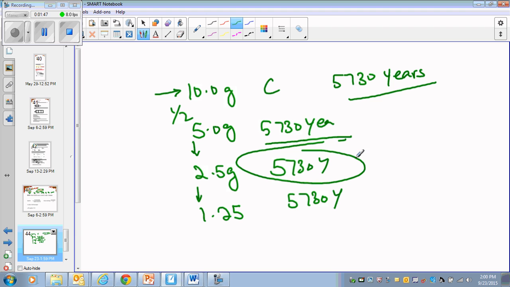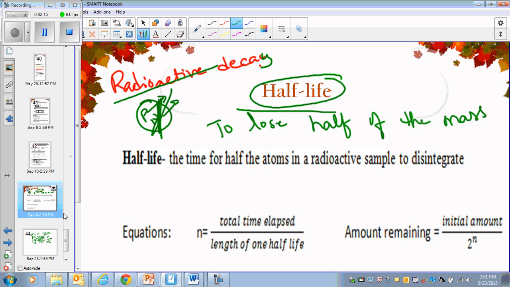And this half-life is standard time. It doesn't change. Like I'm telling you, for carbon, it is 5,730 years. For phosphorus, that's a common element, it is like 14.3 days. Some elements have a half-life of billions of years, and some elements have a half-life of milliseconds. So different elements take different amounts of time to lose half of the mass. But the concept here is the time it takes to lose half of the mass is called half-life.